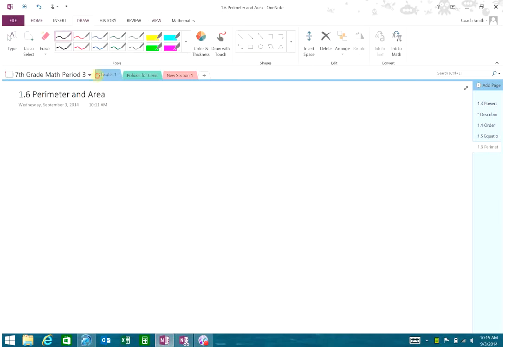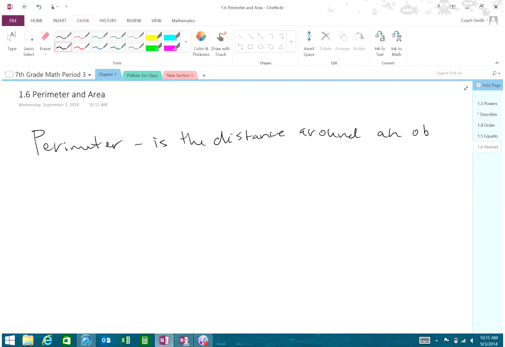All right, perimeter is the distance around an object. Okay, perimeter is the distance around an object. In this particular case today, we're talking about usually four-sided objects, rectangles or squares. Some of the objects that we will look at will be rectangles and squares that they've put together to form another object. But the perimeter represents the distance around an object.